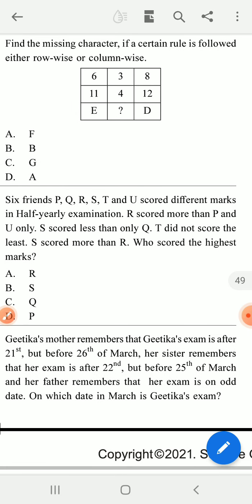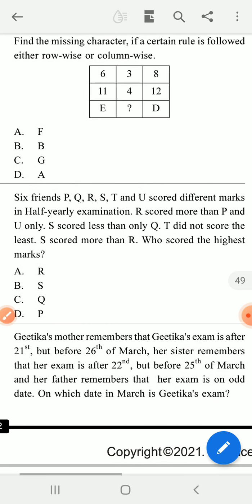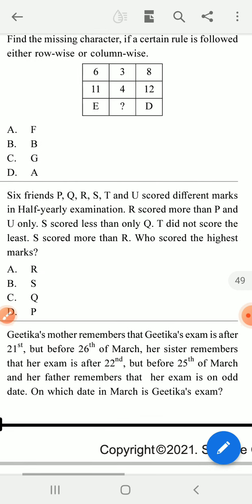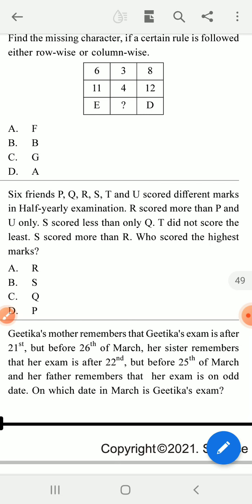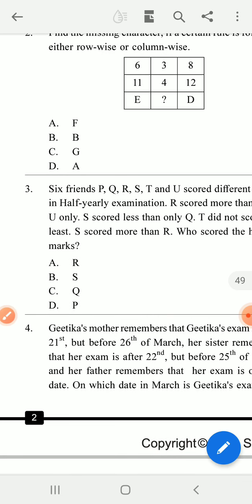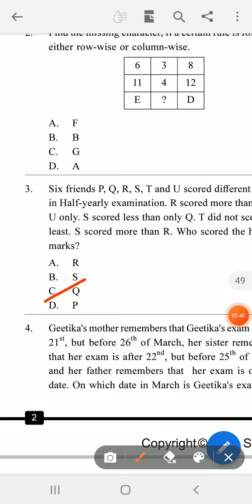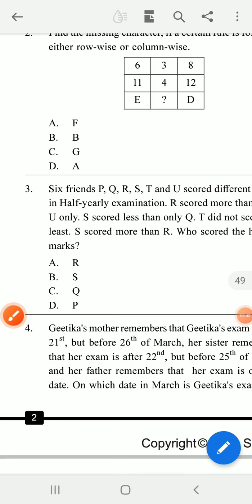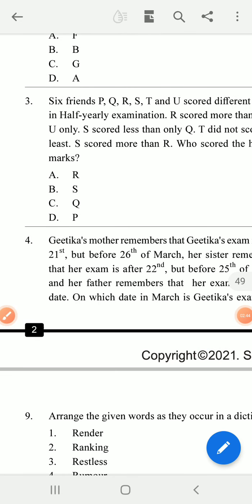Six friends P, Q, R, S, T, U scored different marks in the half yearly examination. R scored more than P and U only. A scored less than Q. T did not score the least. A scored more than R. Who scored the highest mark? So, answer 3. C is the answer. Q scored the highest mark.